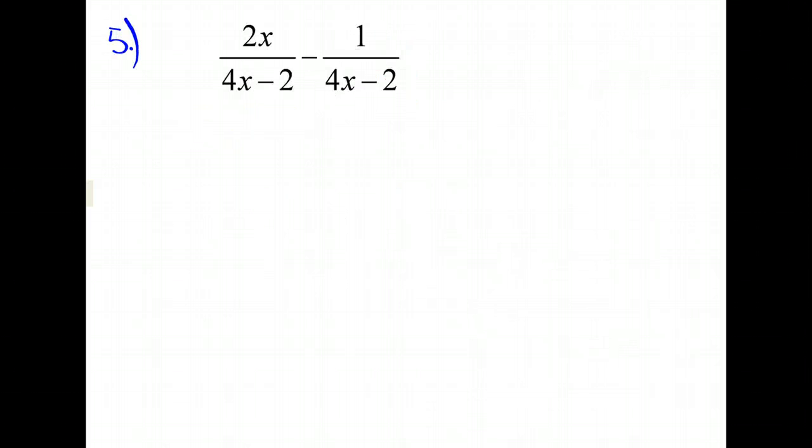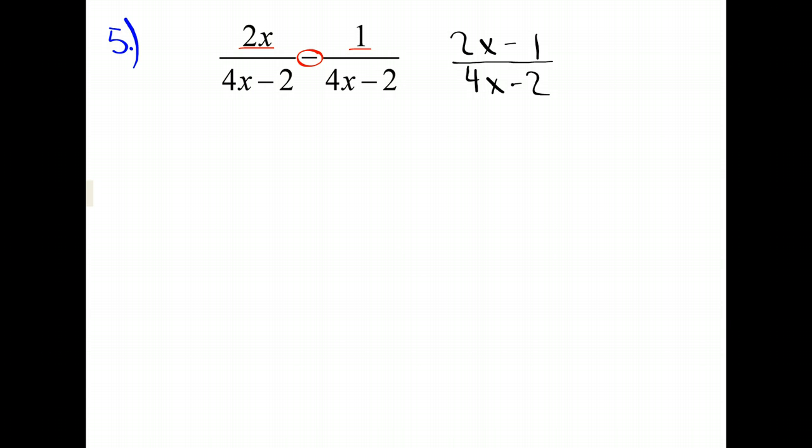Number 5, very similar question, except for we are subtracting instead of adding. And this one's kind of nice because you're given common denominators. So if you're given common denominators, all I have to do is take the numerator and subtract the other numerator from it. So if I want to subtract 2x minus 1, or 2x subtract 1, I can't do that until I know the value of x, so I just leave that as an expression 2x minus 1, and that's over 4x minus 2.